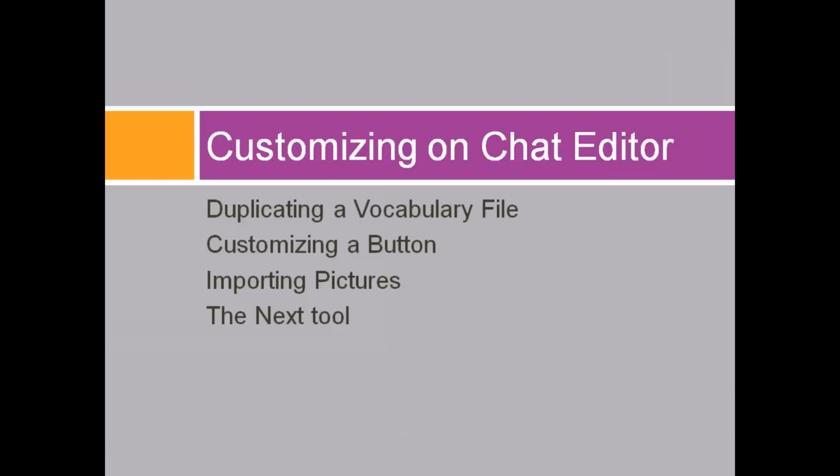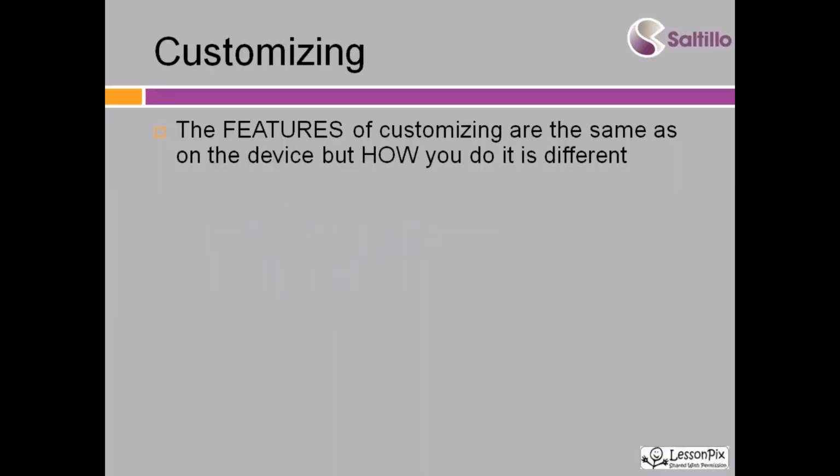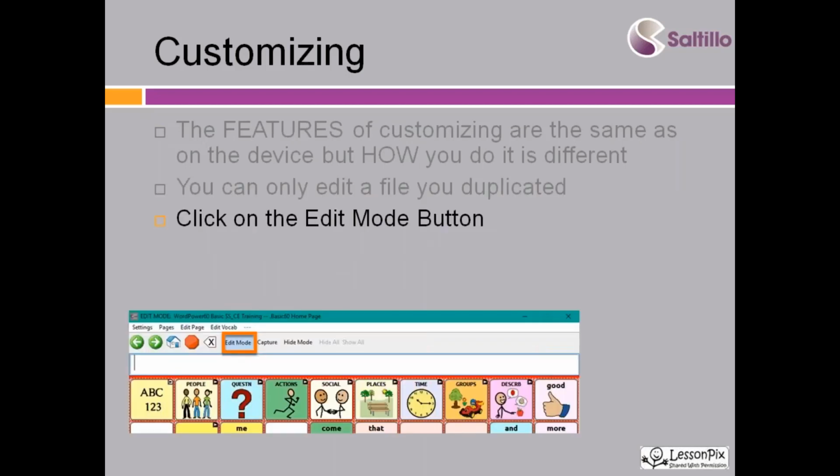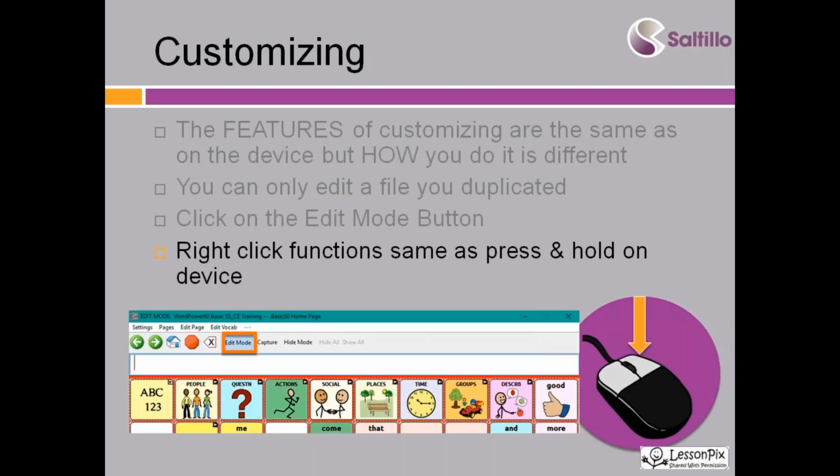So customizing on Chat Editor, okay? We're going to duplicate, we're going to make some pictures. You have the same features available on the Chat Editor. It's just a little different how you do it, but you end up with the same stuff. So you can only edit a file that you duplicate, and I'll run through this and then we'll do it together. So you click on the edit mode after you've duplicated it, and with the mouse that you're using on your computer, the right click works the same as the press and hold on the button. So you just right click and that's how you get your menu up.